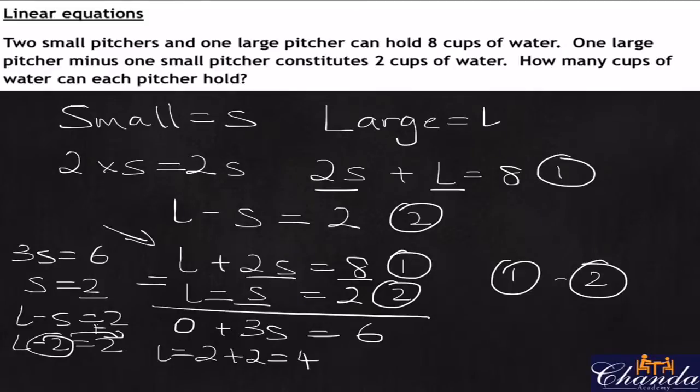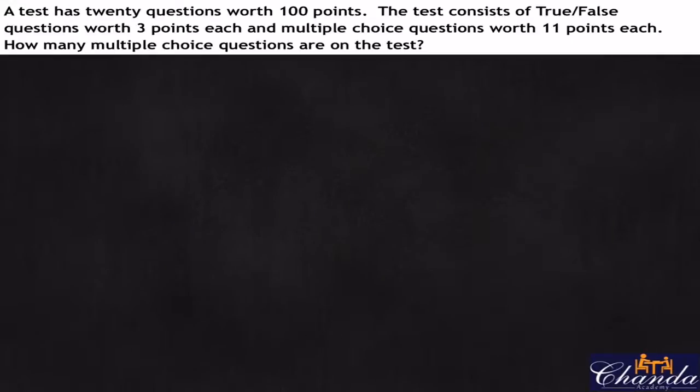Alrighty, moving to the next question. Okay, so this particular question says, a test has 20 questions worth 100 points. Now the test consists of true and false questions worth 3 points each, and multiple choice questions worth 11 points each. How many multiple choice questions are there on the test?